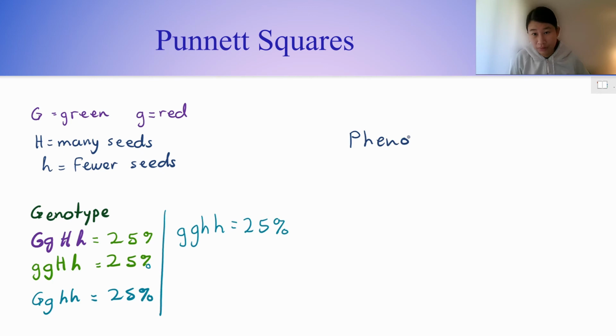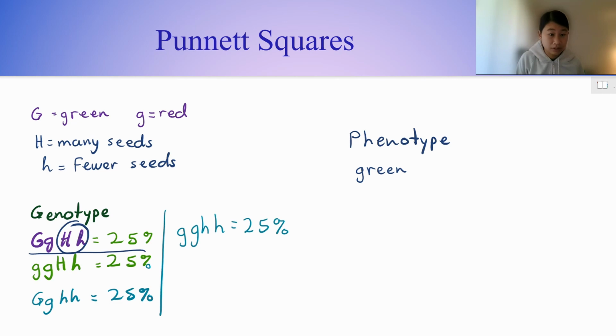Now we need to find the phenotypic ratios. Okay, so that's looking at the genotypes and asking what type of phenotype will that produce? And we're going to find that for these 2 genes. So we're going to find the color and how many seeds they're going to produce. Okay, fewer or many. Let's start with the one in purple. So large G, large H, and little h. Heterozygous for both genes. So if you have this one, you're going to be green. Now looking at the other gene, with these alleles, you're going to be producing many seeds. And we know that that percentage is going to be 25%.